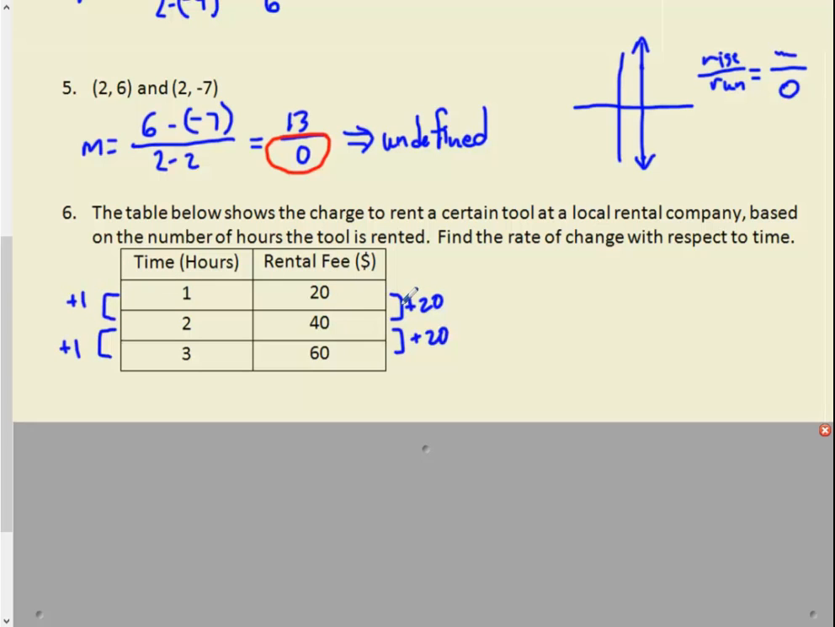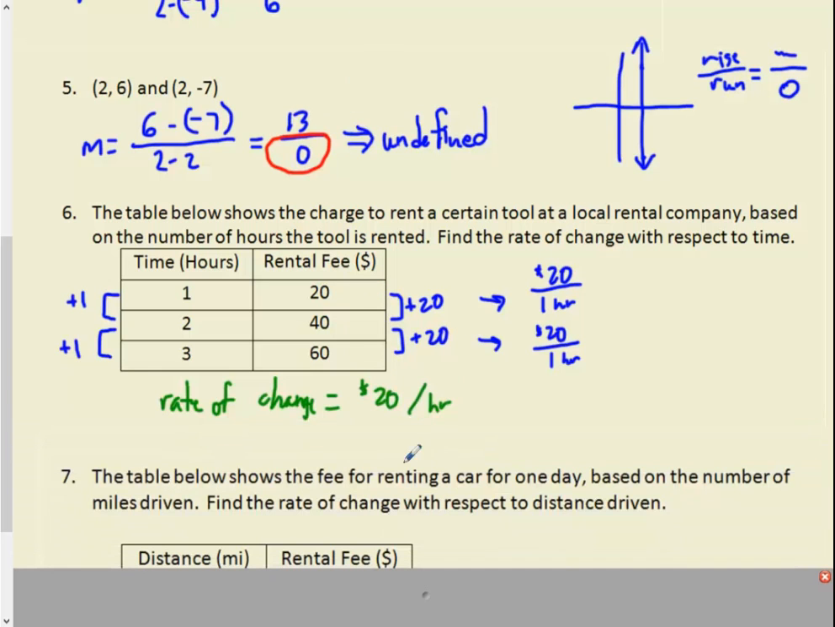So we have a consistency here of 20 over 1, 20 over 1. So this is $20, 1 extra hour. This also gives us $20 over 1 extra hour. And the fact that these ratios remain the same indicates to us that this is a straight line, by the way. And so the rate of change here is what we just calculated, $20 for 1 hour. So $20 per hour. And if you were to graph these points, 120, 240, 360, guess what? That line would have a slope of 20.